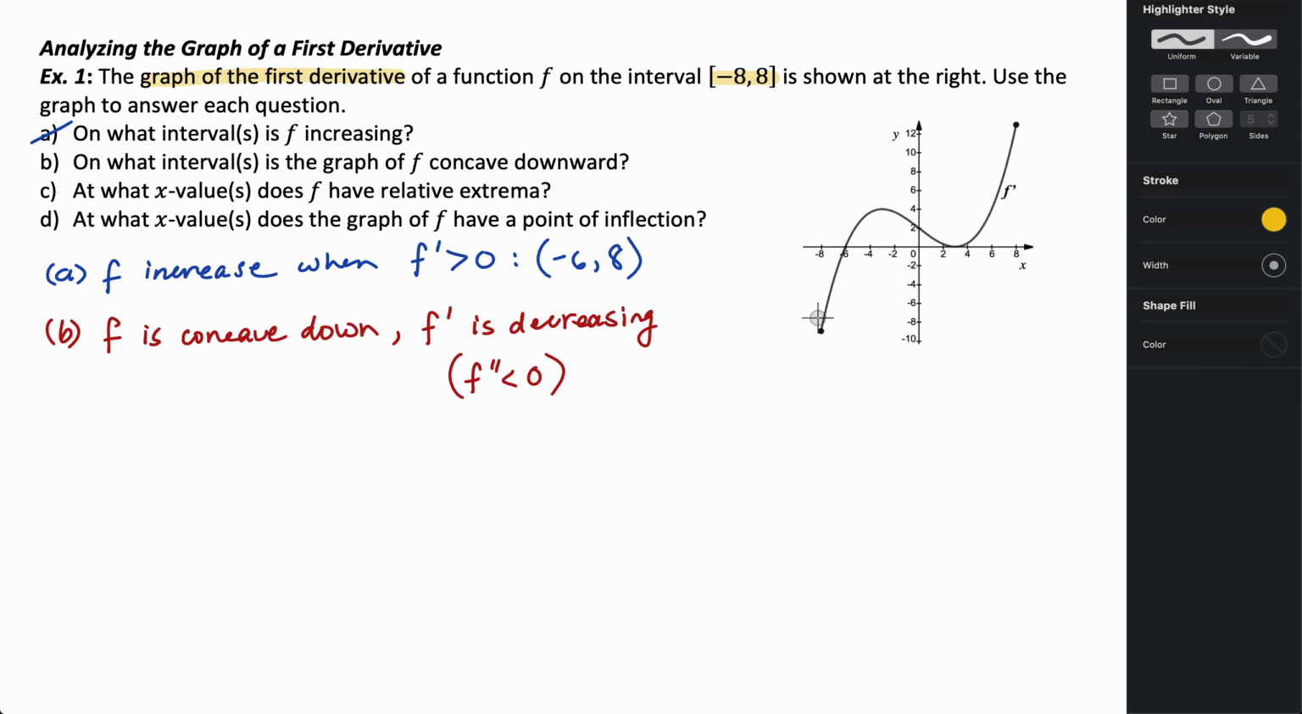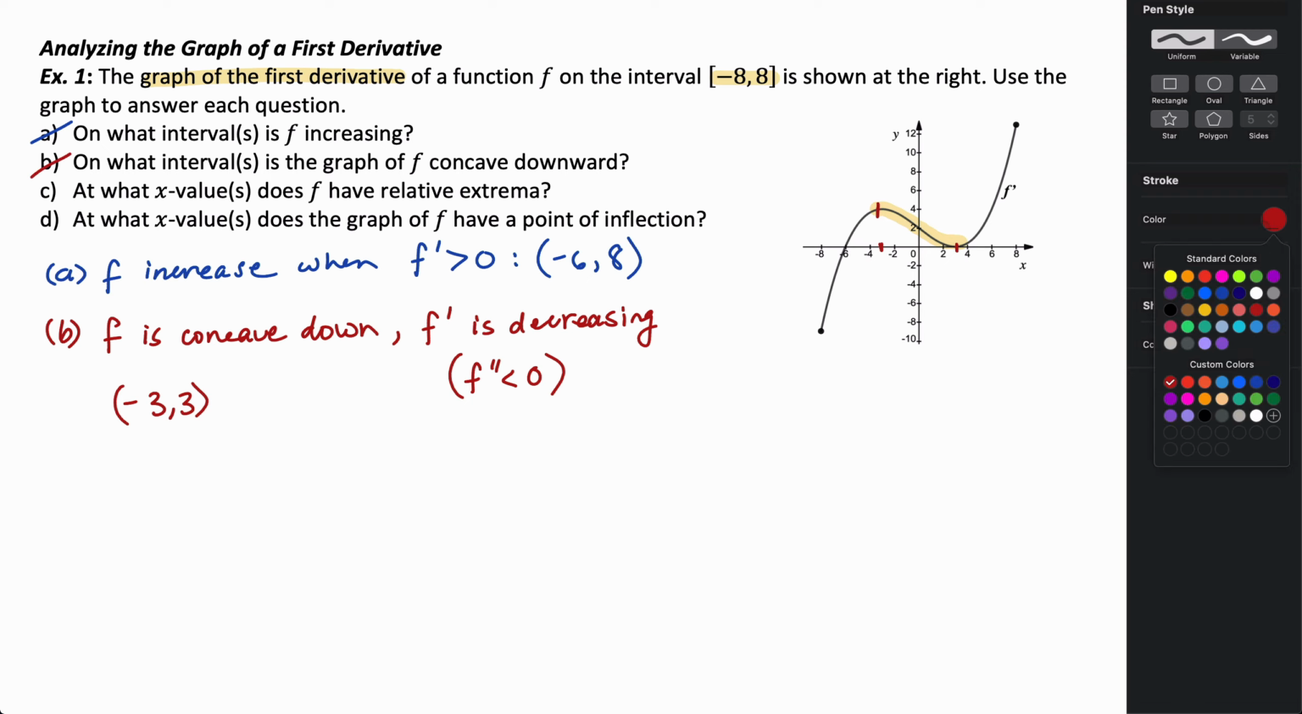So it is concave down if f prime is decreasing. So where does my function decrease? It's increasing up until here at about -3, and then from -3 to 3, so in this region right here, you can see that that region decreases and then it starts increasing after that. So my function is going to be concave down on the interval from -3 to 3. So that one's done.